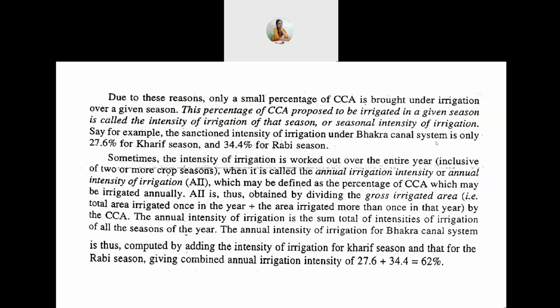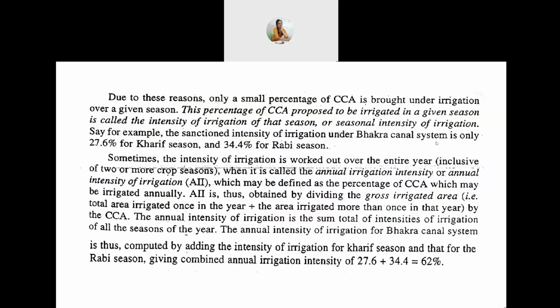Sometimes the intensity of irrigation is worked out over the entire year, when it is called the annual irrigation intensity, or annual intensity of irrigation, AII, which may be defined as the percentage of CCA which may be irrigated annually. AII is thus obtained by dividing the gross irrigated area, that is the total area irrigated once in the year plus the area irrigated more than once in that year, by the CCA. The annual intensity of irrigation is the sum total of intensities of irrigation of all the seasons of the year.